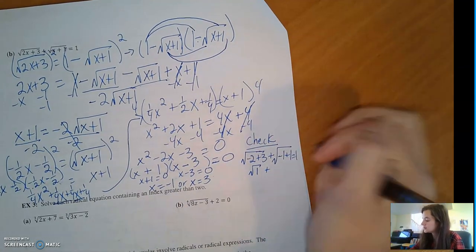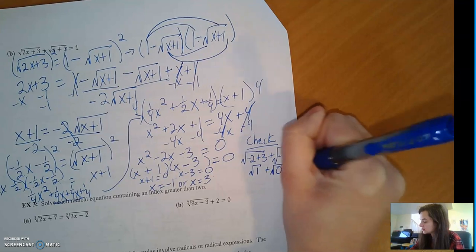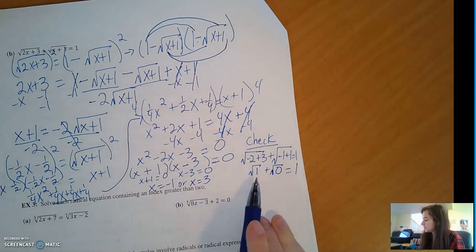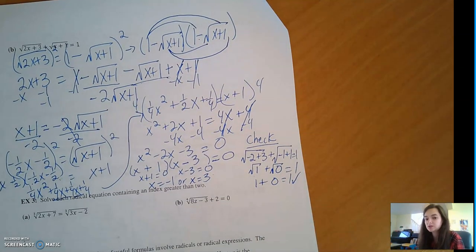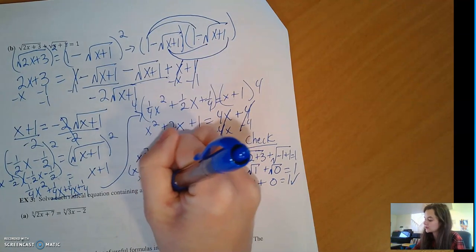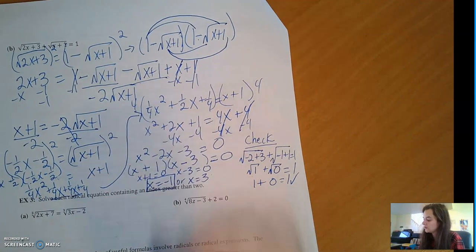Negative 1 plus 1 is 0, so I have the square root of 0, and I'm going to see if that equals 1. The square root of 1 is 1. Square root of 0 is 0. And does 1 plus 0 equal 1? Yes, it does. So that's a solution for us for our equation, is x equals negative 1. Let's check the other one, because it might work and it might not work, but we need to know.